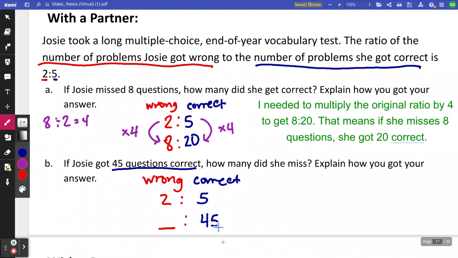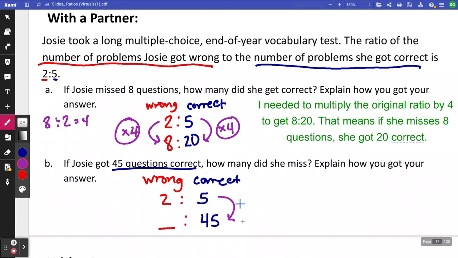I've got this pair of numbers over here, so I can use this to help me figure out what I'm going to need to do to figure out that number on the left side using, same as above, some multiplication. This time, though, I'm not multiplying by 4. What would I need to multiply by to get the second ratio?